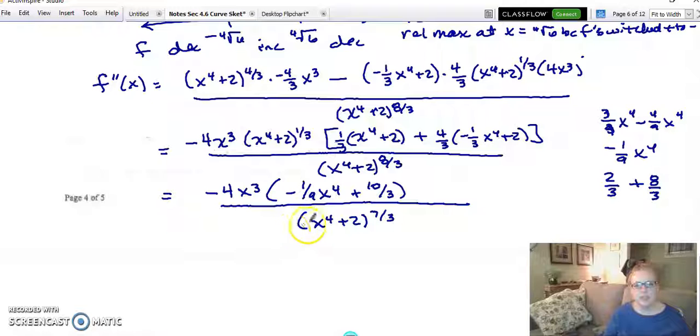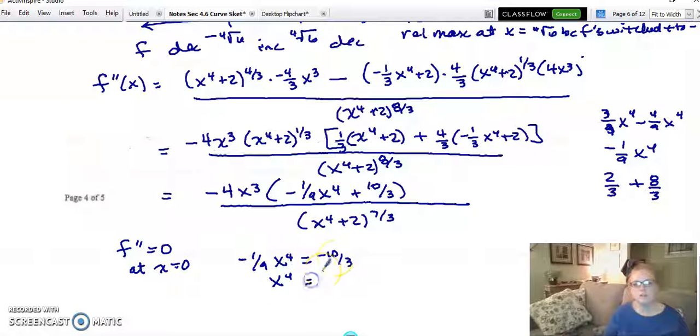Okay, so now taking a look at this, we want to find our possible POIs. Set our derivative equal to 0, so this is going to be at x equal to 0 from this factor. And then also from this factor, negative 10/3, so x to the 4th equals, multiply by negative 9 to get rid of that, which is going to give me 30, so x equals plus or minus the 4th root of 30.